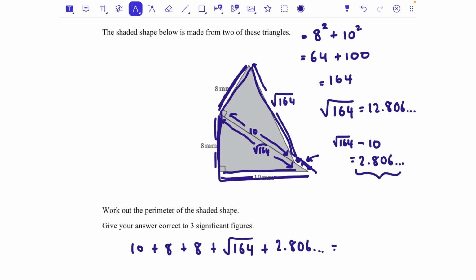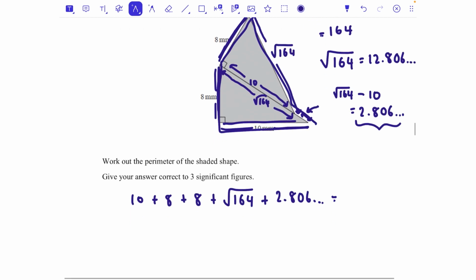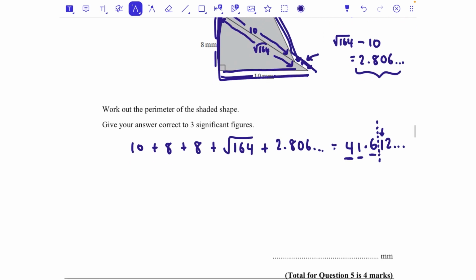So then all I'm doing is keeping that answer, adding 10, adding 8, adding 8, and then adding root 164. And I've not rounded anything that way. I've kept it all super accurate. Press the SD button if you need to, and that's going to be 41.612. 3 significant figures, so that's your first significant figure, that's your second, and the 6 is the third significant figure. Check the next number, it's a 1, so it rounds down, so 41.6 is going to be your answer for that one.